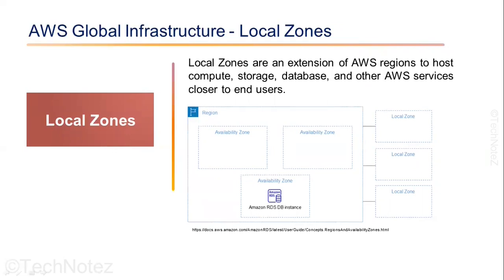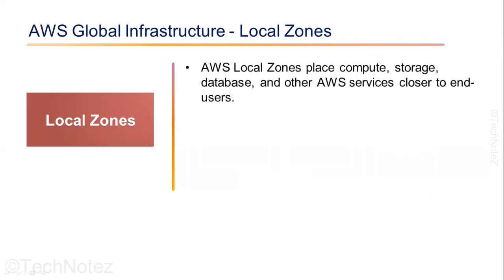And AWS can't build the data centers everywhere, so AWS came up with a solution called Local Zones. Local Zones are like mini data centers that place compute, storage, database, and other AWS services closer to end users. You can place resources such as compute and storage at multiple locations closer to the end users.